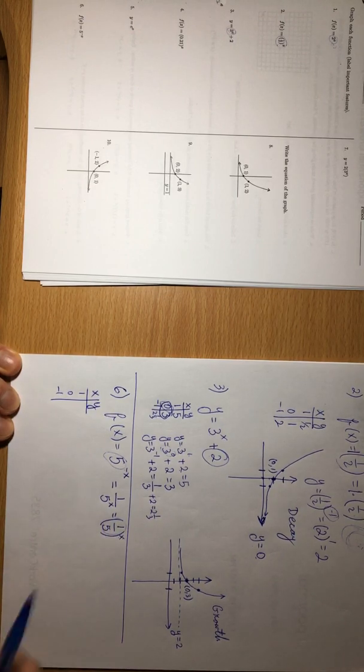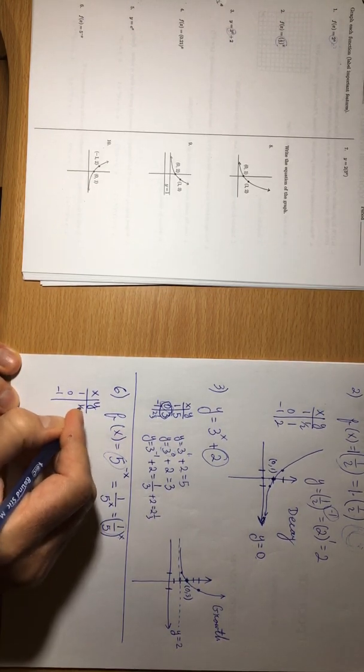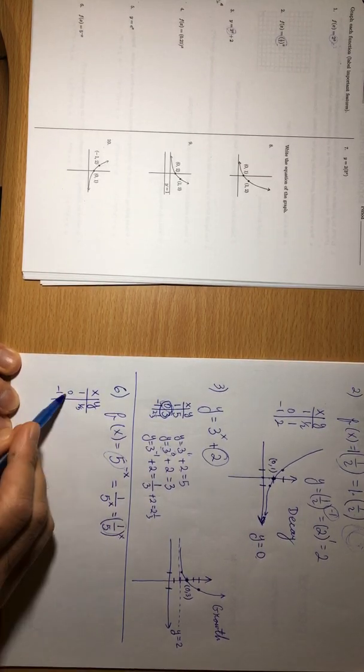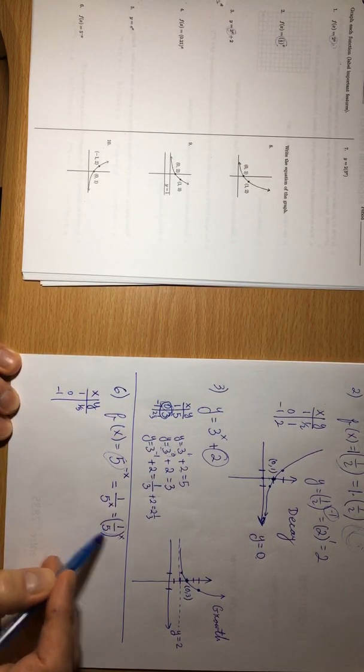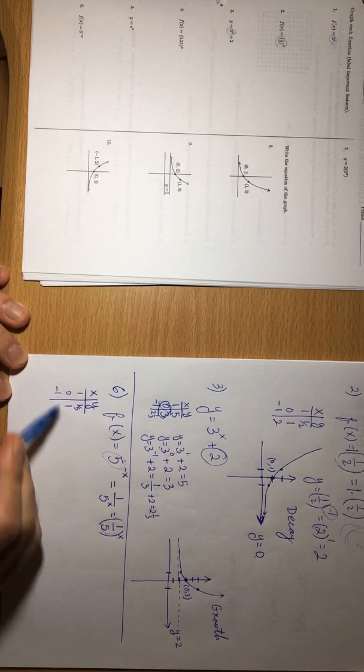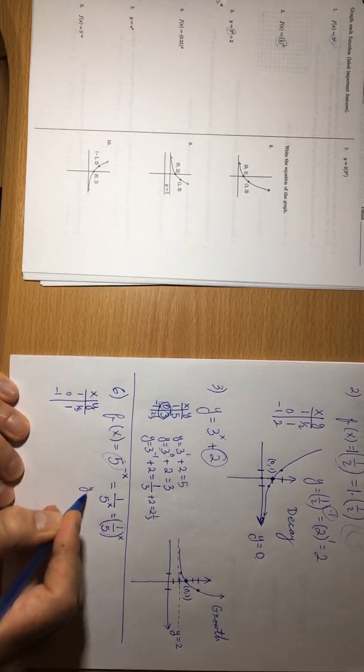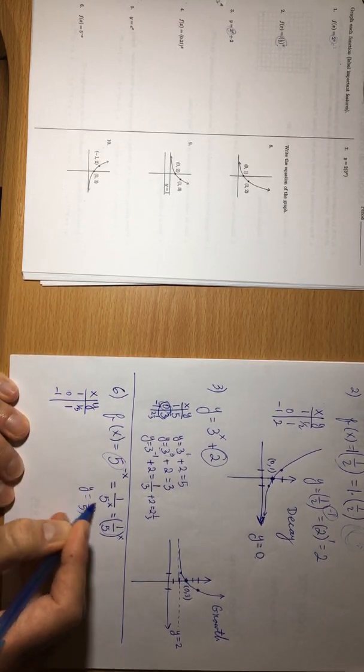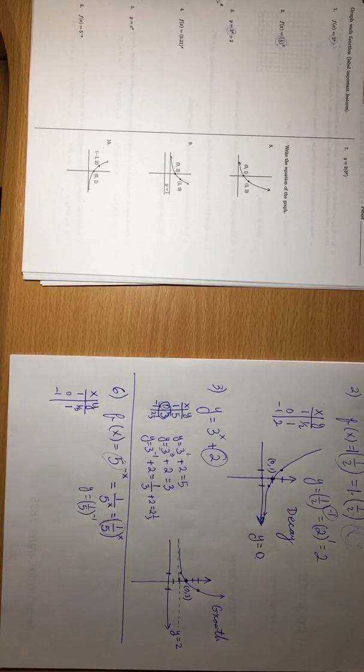Anything to the power of 1 is itself, so we get 1/5. What's 1/5 to the power of 0 when x is 0? Anything to the power of 0 is, drum roll, 1. So we get a 1. What's 1/5 to the power of negative 1? So you have y equals 1/5 to the power of negative 1.